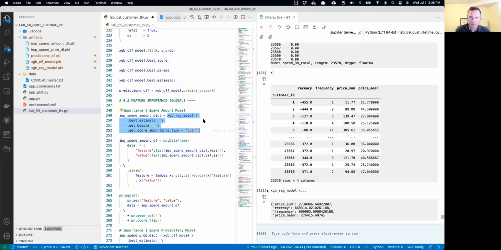Anonymous, "Hi, Matt. Great and very informative. Would you advise adding more features such as demographic?" Yes, so that's a great point about this RFM analysis.